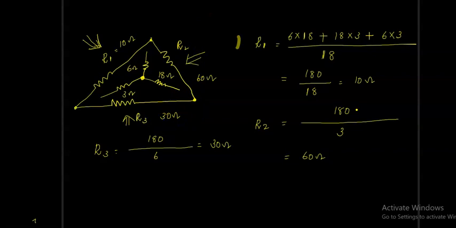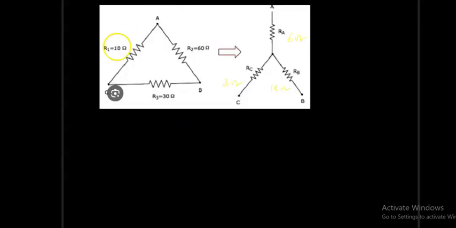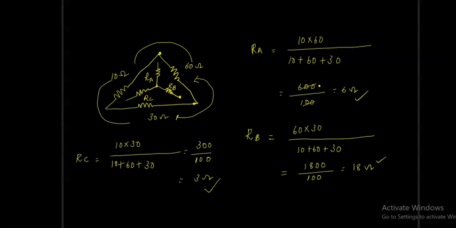Let's compare it with our question. R1 is 10 ohm, R2 is 60 ohm and R3 is 30 ohm. So this is a very simple way of finding the values of the delta or star when the resistors are connected in delta configuration or star configuration.